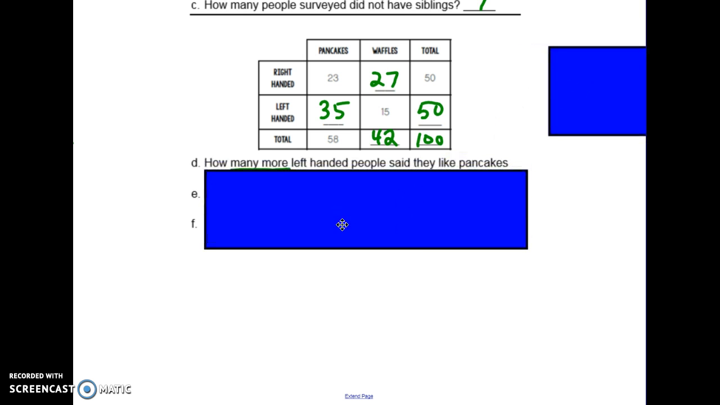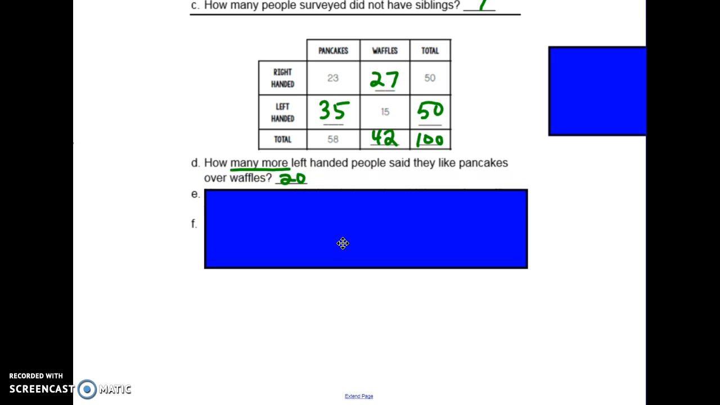So this wants to know how many more left-handed people said they like pancakes over waffles. So again, we're only looking at left-handed people right now. We had 35 who liked pancakes. We had 15 who liked waffles. So they wanted how many more? That's because I have to subtract these. That's how I get 20.